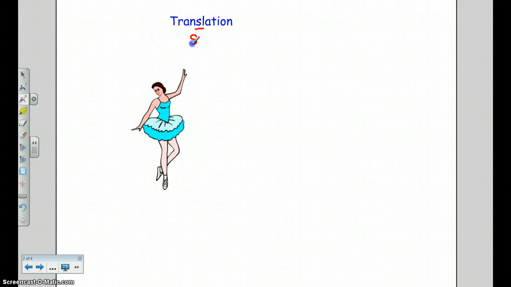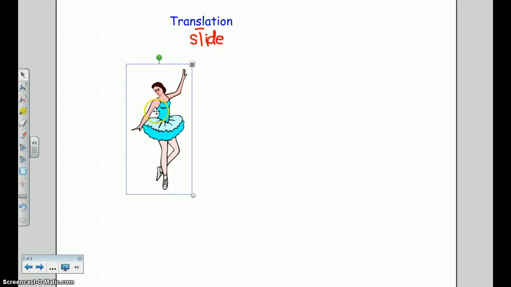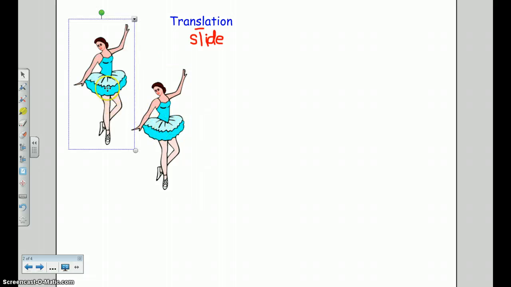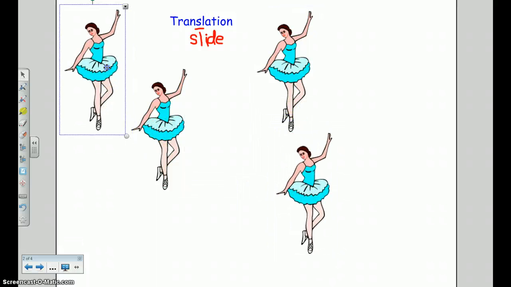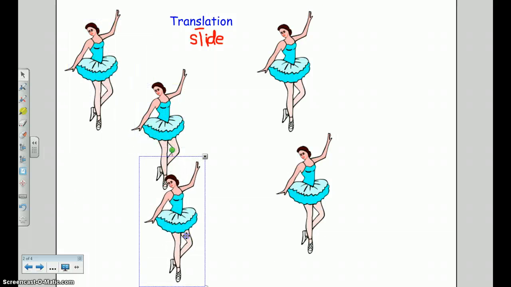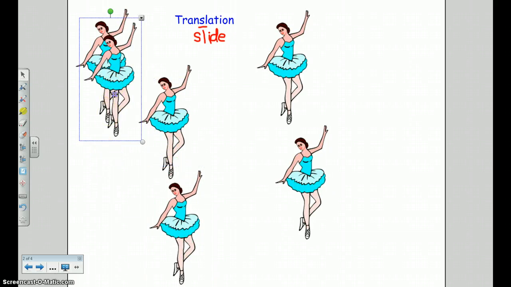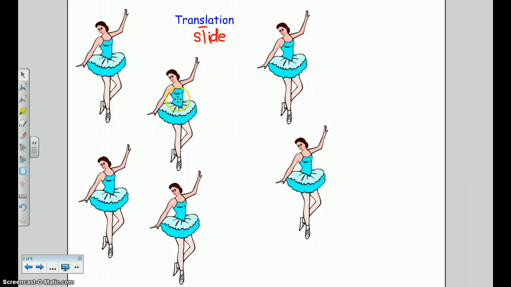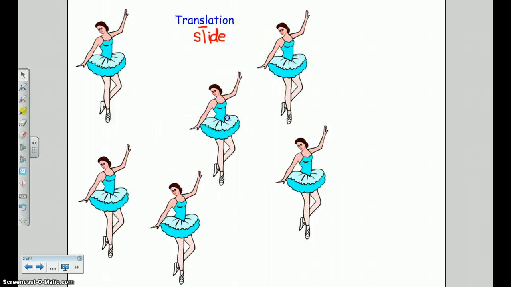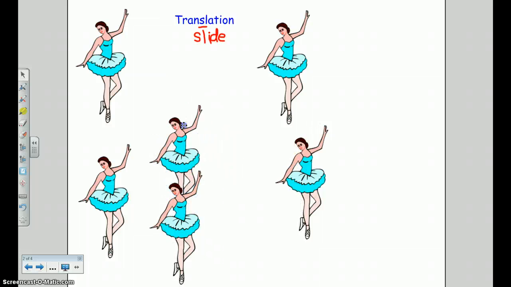So hopefully when you saw translation, you immediately saw that SL and you recognize that this is a sliding motion. So I'm going to start with my original figure, and I can slide this ballerina to wherever I would like her to go, whether it's up, down, on the diagonal, does not matter as long as she still looks exactly the same. So imagine that I put my finger on this ballerina and I just push her to a new location. That's essentially what I'm doing when I'm sliding.